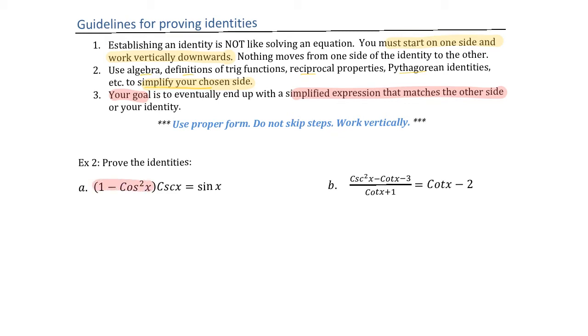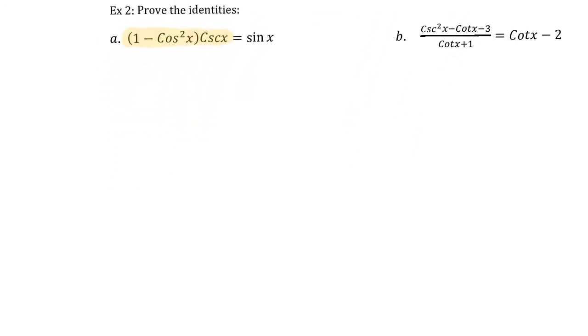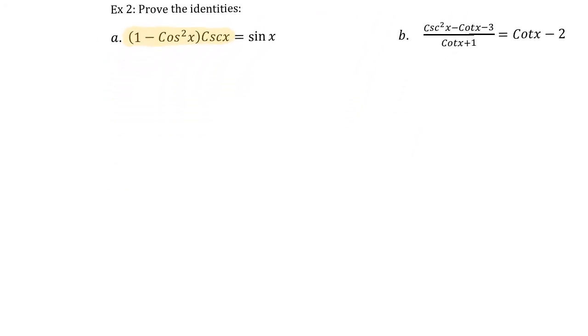A lot of times it's helpful to choose the more complicated side. So I'm going to choose my side, and eventually after doing all my work, what I want is for this to be equal to sine of x. So I'm going to start with 1 minus cosine squared x, all times cosecant of x. And I'm going to simplify, simplify, simplify, and I hope that eventually it's going to work out to be equivalent to sine of x. And then I will have proven my identity.